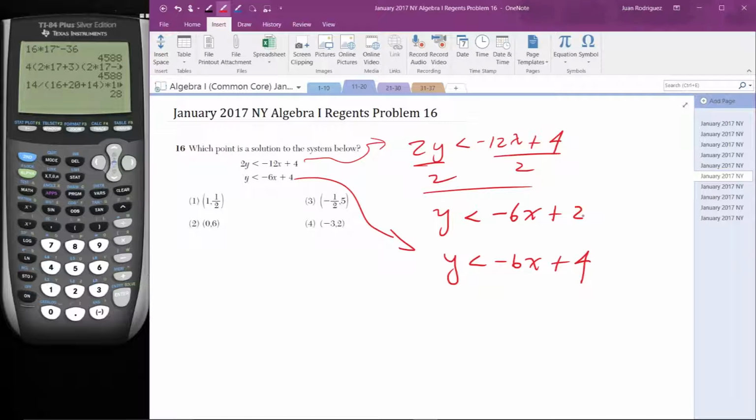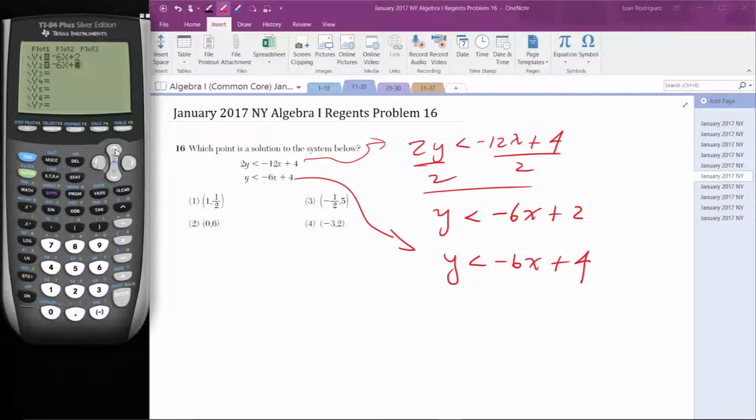Now, I do notice that for both to be true, the first one has to be true since they both have a negative 6x, and negative 6x plus 2 is smaller than negative 6x plus 4. But even if I didn't notice that, I'm going to do this. Negative 6x plus 2, and negative 6x plus 4.